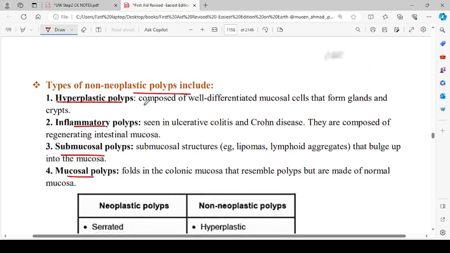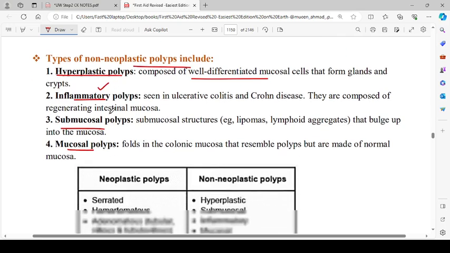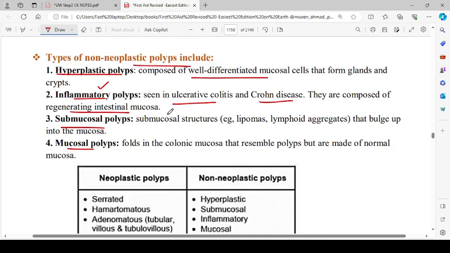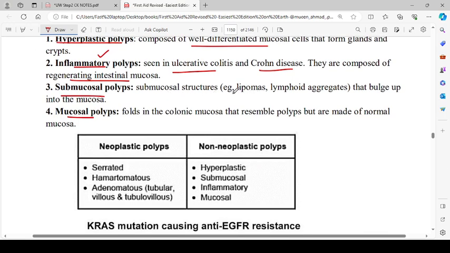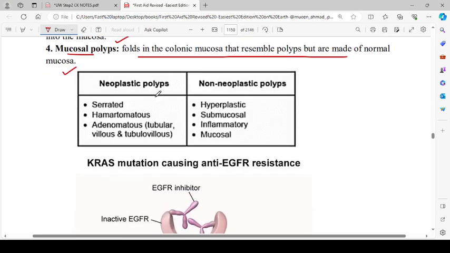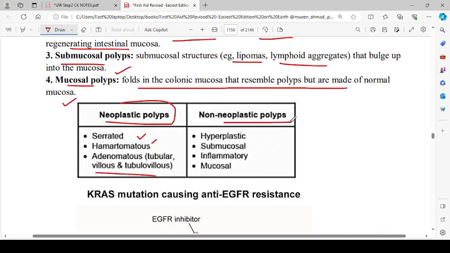We have talked about them, but let's revise them. Hyperplastic polyps are composed of well-differentiated mucosal cells that form glands and crypts. Inflammatory polyps, seen in ulcerative colitis and Crohn's disease, are composed of regenerating intestinal mucosa. Submucosal polyps are structures like lipomas and lymphoid aggregates that bulge up into the mucosa, and mucosal polyps are folds in the colonic mucosa that resemble polyps but are made of normal mucosa. So the neoplastic polyps are serrated, and adenomatous tubular, villous, or tubulovillous. Well, the non-neoplastic polyps are hyperplastic, submucosal, inflammatory, and mucosal.